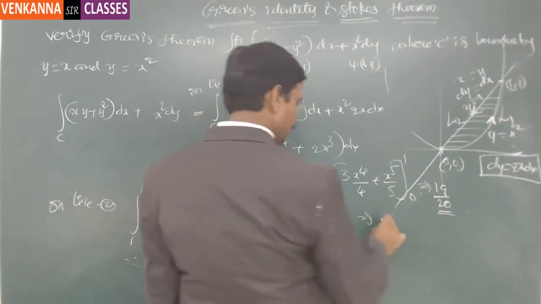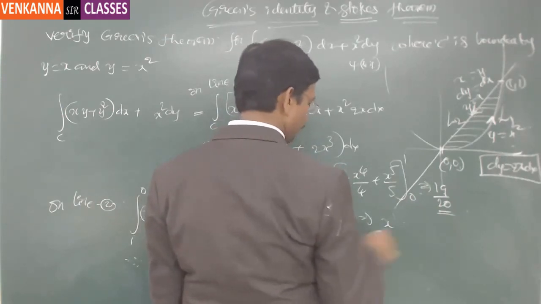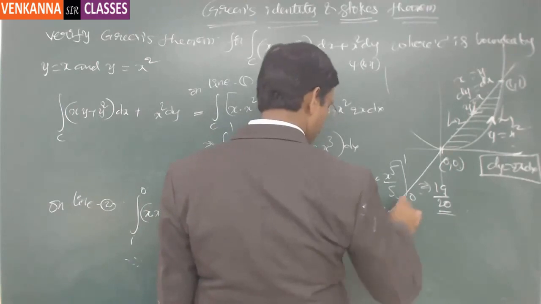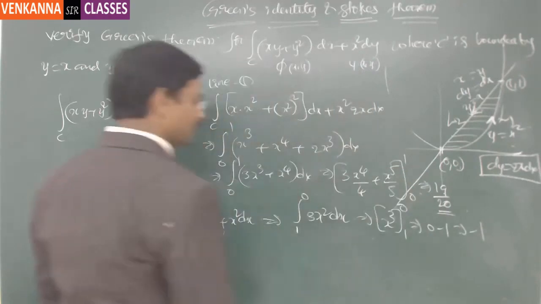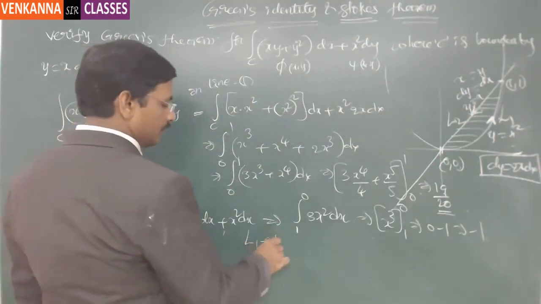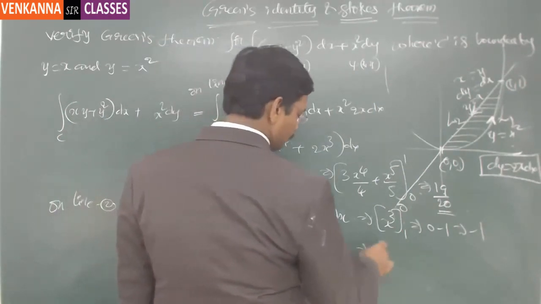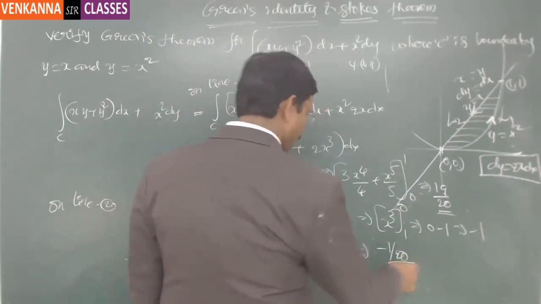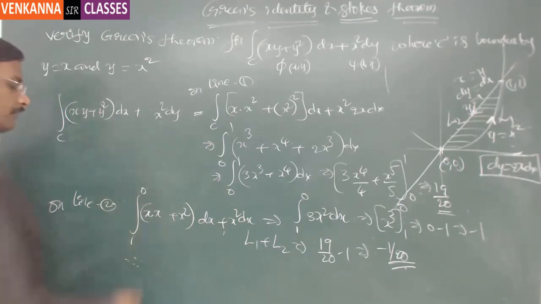So this is 3x cube by 3, which is x cube. Upper limit is 0 and lower limit is 1. So this is 0 minus 1, which is equal to minus 1. So the sum of the integrals, L1 plus L2, is going to be 19 by 20 minus 1, which is equal to minus 1 by 20. So as per Stokes, as per Green's theorem, both are coming out to be the same. Got it? Understood? So hence Green's theorem is verified.